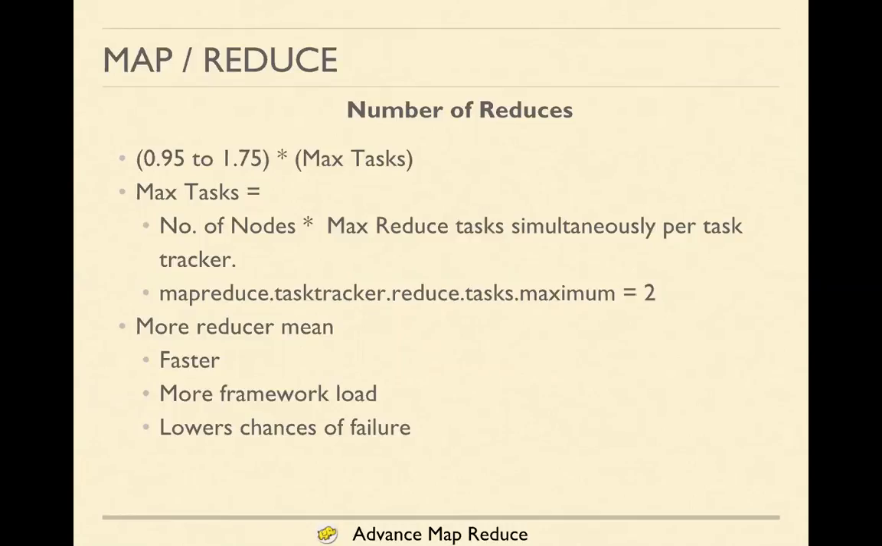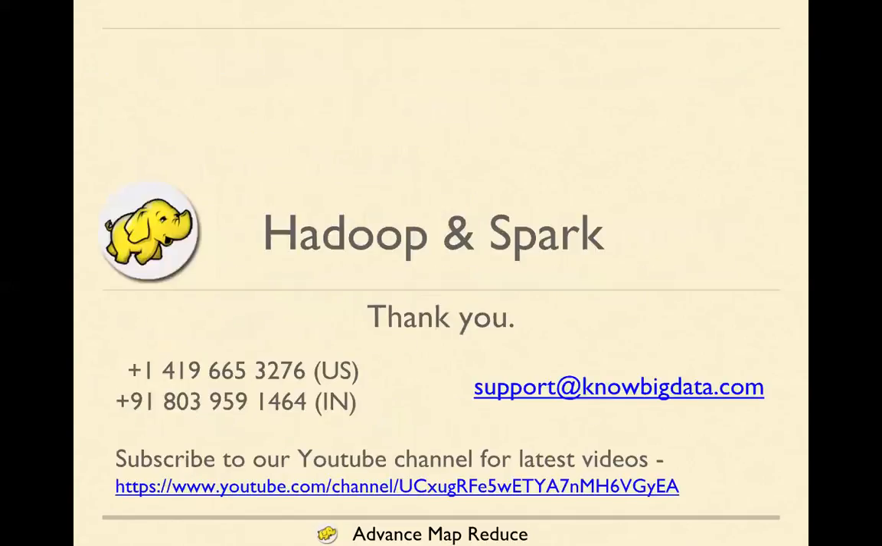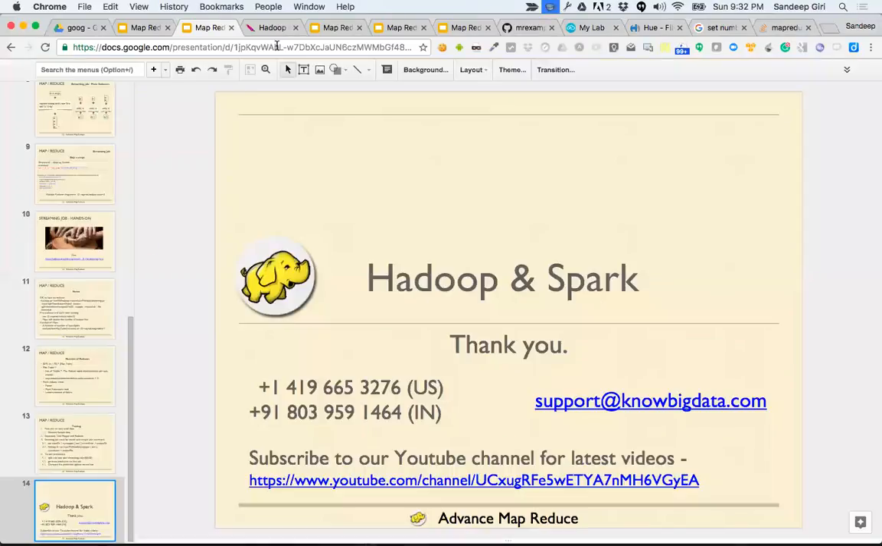So the number of reducers is generally a multiple of 0.95 to 1.75 times the max tasks. More reducers means the work will be faster because more parallelism will be there, but there will also be more framework load because of a lot of network transfer, and it lowers the chance of failure. All right, so that's pretty much about Hadoop MapReduce.